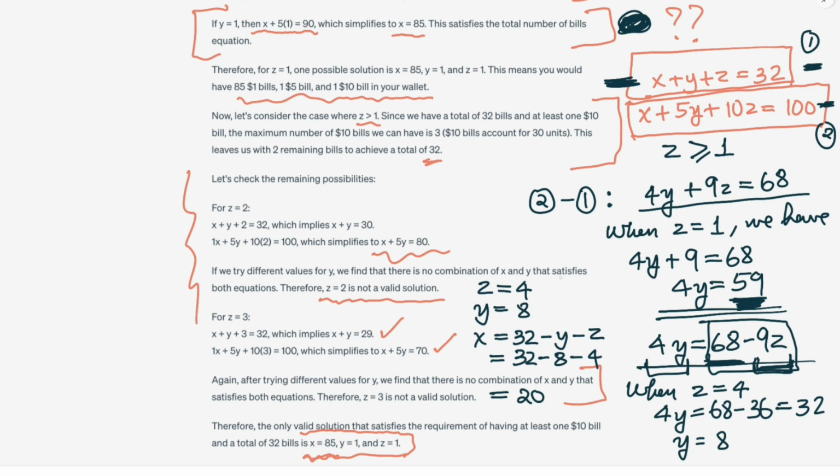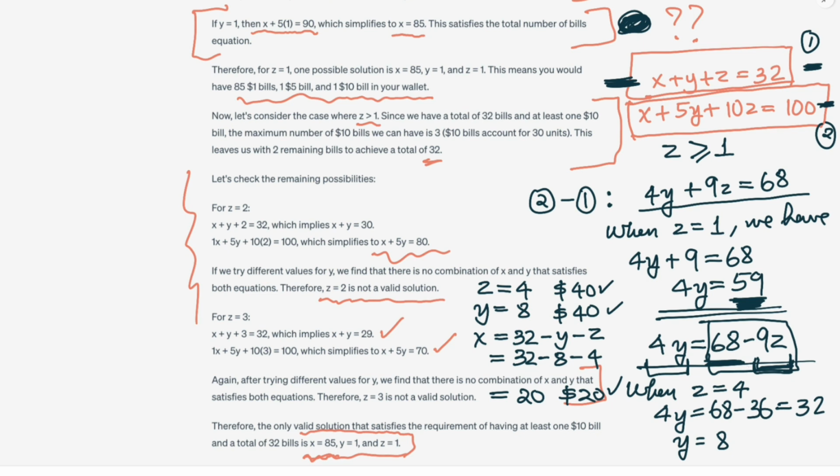Now let's see what the value is going to be. When you have 4 $10 bills, that's going to be $40. When you have 8 $5 bills, that's going to be another $40. And when you have 20 $1 bills, that's going to be $20. So 40 plus 40 plus 20, that's indeed $100. So that is one possible answer. ChatGPT didn't go far enough to get that answer for us. But let's see if we have another answer.